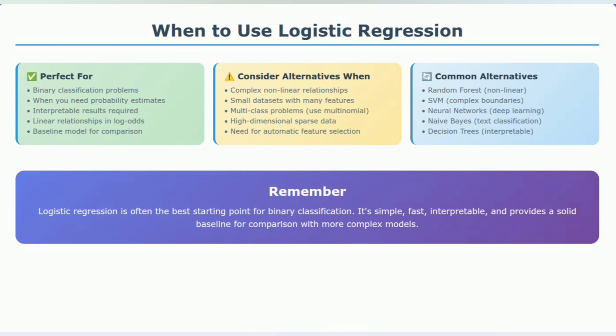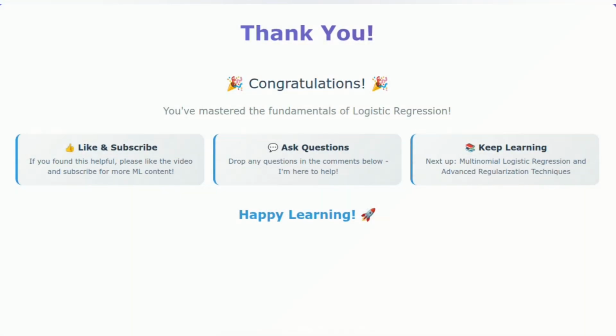Here's the key takeaway. Logistic regression is often the best starting point for binary classification. It's simple, fast, interpretable, and gives you a solid baseline to compare more complex models against. Remember, don't overcomplicate things. Start with logistic regression, understand your data, then move to complexity if needed.